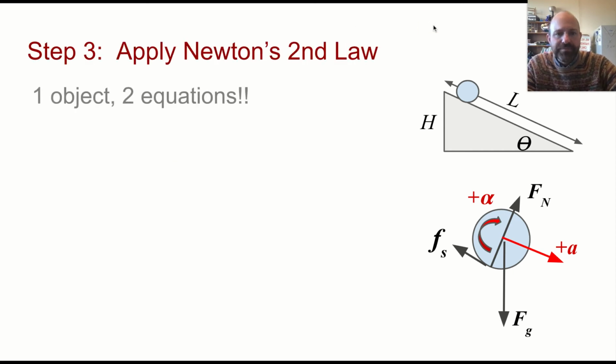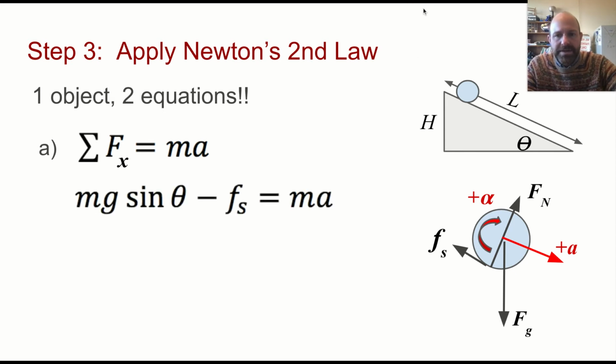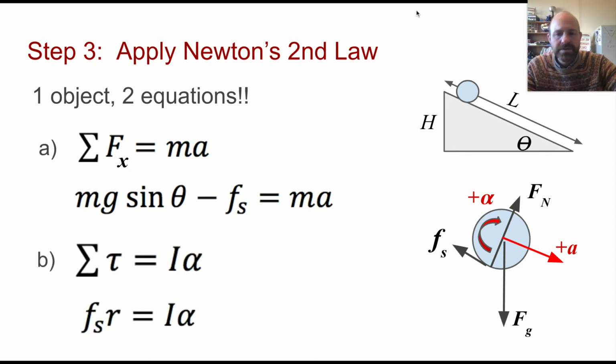So now we can apply Newton's second law. We've got two equations. Net force in the x direction along the ramp is ma. In this case, the forces involved are mg sine theta, the component of the force of gravity along the ramp, and static friction, negative in that case. And then net torque is I alpha. Force of static friction times the radius equals I alpha.